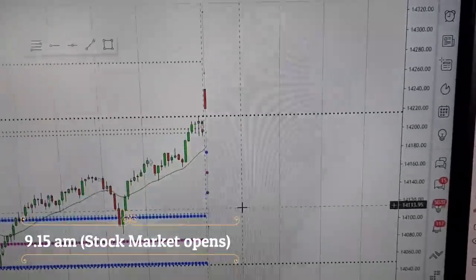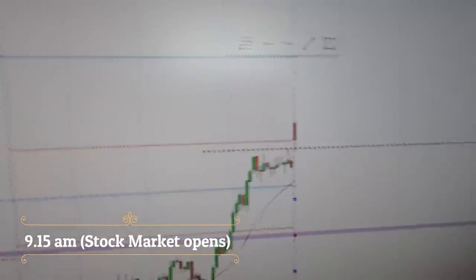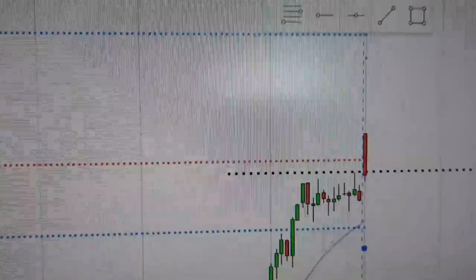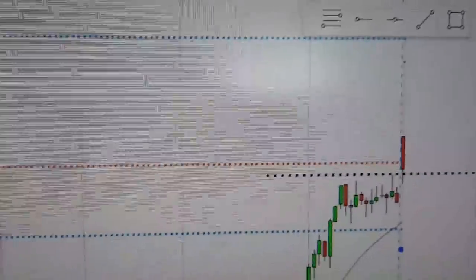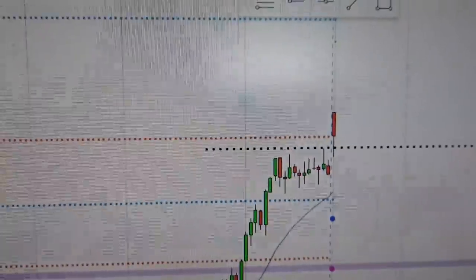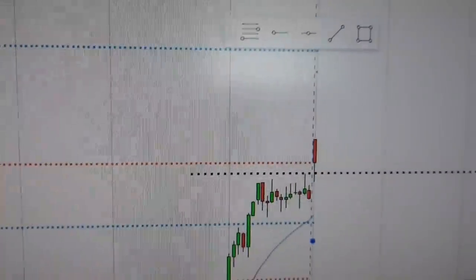9:15, the market opened, and you can see that both Nifty and Bank Nifty are making a bearish candle. And I told you that the previous day high is likely to act as a strong support. You can see the bearish candle taking support near the previous day high. Let us see what happens, whether it will be able to break it or will take the support.